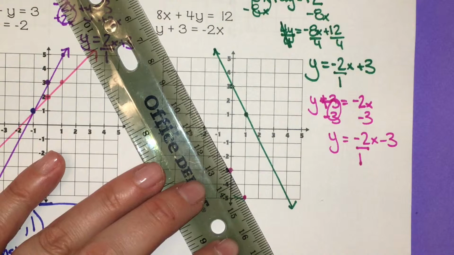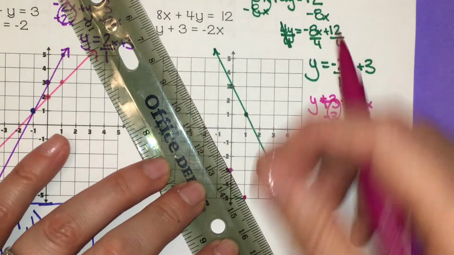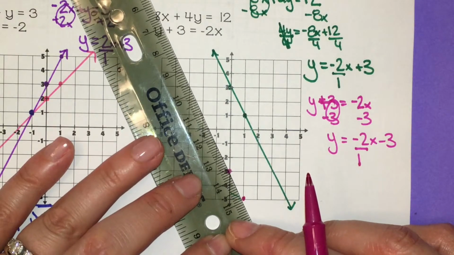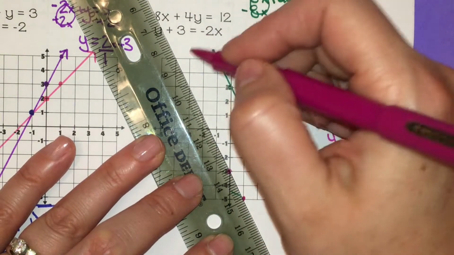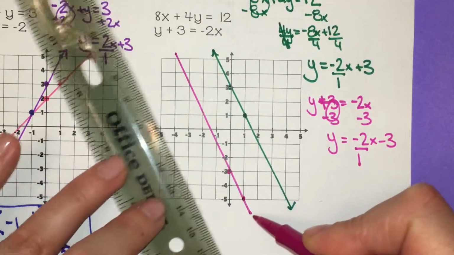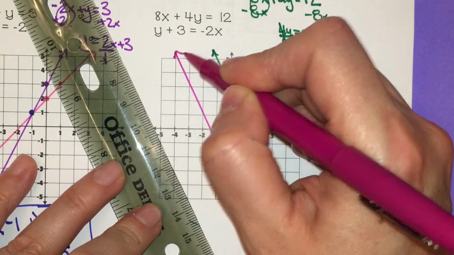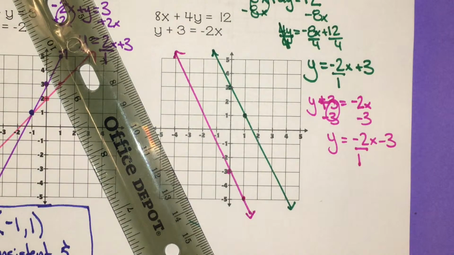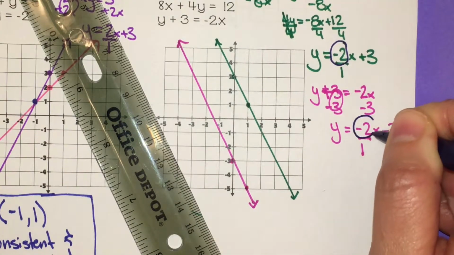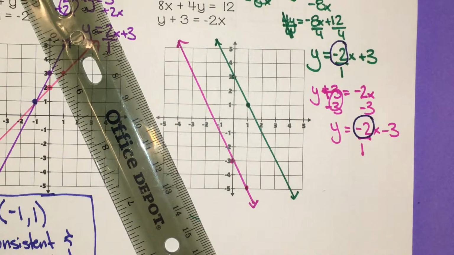And when I graph this, let's see, I can see that these two are parallel lines, which I could tell because if I look back after I solved, they both have a slope of negative 2. Anytime your slopes are the same, they're going to be parallel.